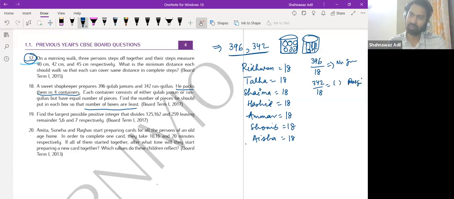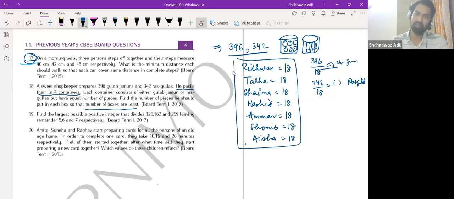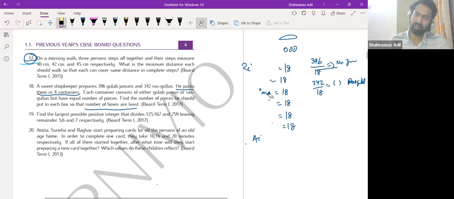right? So they have not asked to calculate those numbers of boxes, but yeah, this is the answer, right? 18 rasgullas and gulab jamun. Good. So now let us do this. Next question.